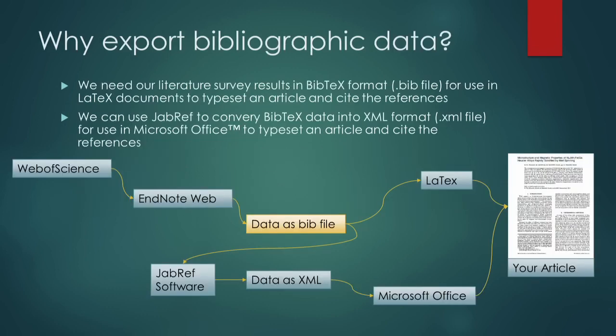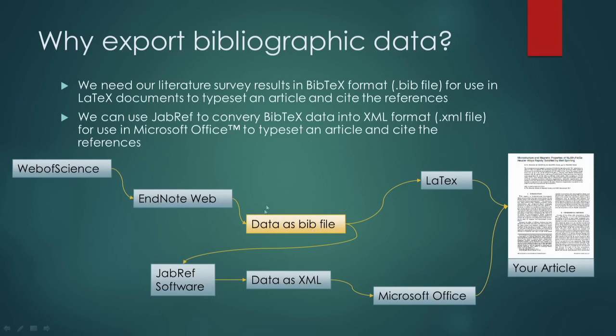And why do we need to export the data as a bib file? This is very important. The objective of this module is to pick up the literature survey items from citation databases such as Web of Science, and then have them help you in writing an article. And as you can see, Web of Science is providing that data, but then you need to go through the EndNote web so that the data can come as a bib file.